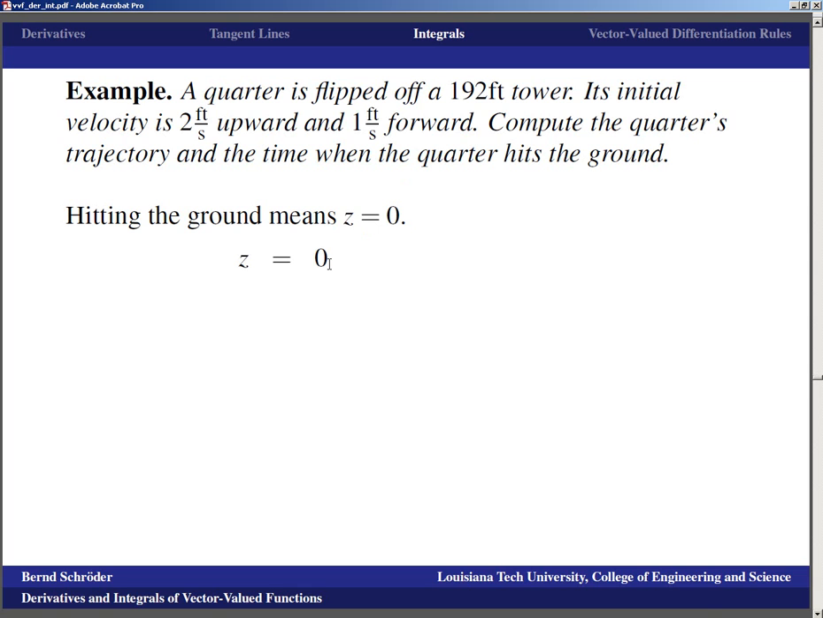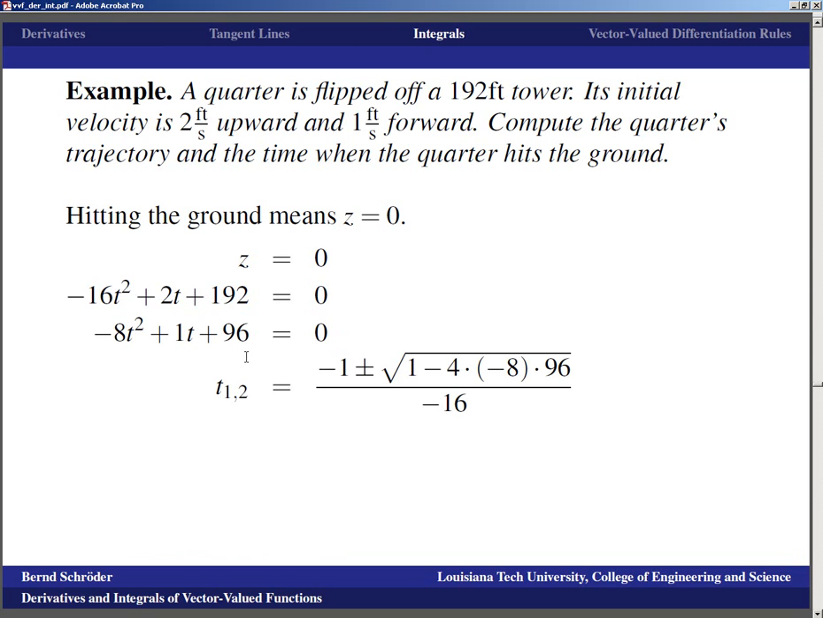And well, that means that we need to set the z coordinate equal to 0, so we need to set negative 16t squared plus 2t plus 192 equal to 0. And when you get something like that, it's always good to see for factors that cancel, and you've got a 2 you can cancel here. So you get negative 8t squared plus 1t plus 96 is equal to 0, and then you stick that into the quadratic formula. I don't see how to factor that, and that's because it doesn't factor nicely. And so we get negative 1 plus minus the square root of b squared minus 4 times a, which is negative 8, times 96, divided by negative 16.